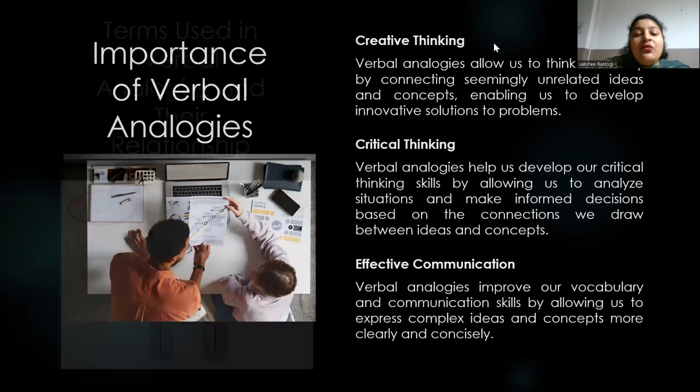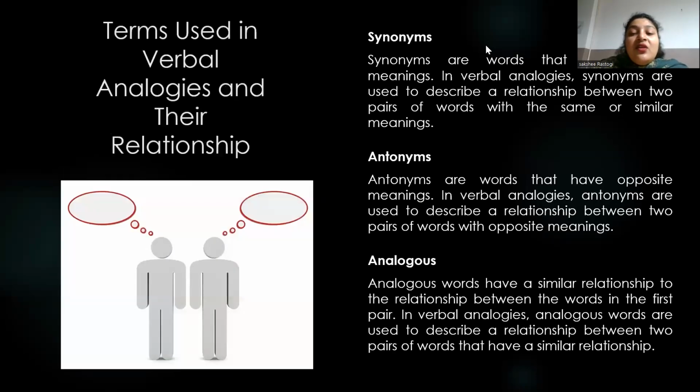So, what are the terms used in verbal analogies and their relationships? Here I'm just going to discuss some terms used in verbal analogies. What are the terms which we are using along with their relationships? First is synonyms. Synonyms are words with similar meanings, for example, happy and joyful. Then antonyms, words with opposite meanings, for example, hot and cold. Hypernyms means a word that is a category or class for another word.